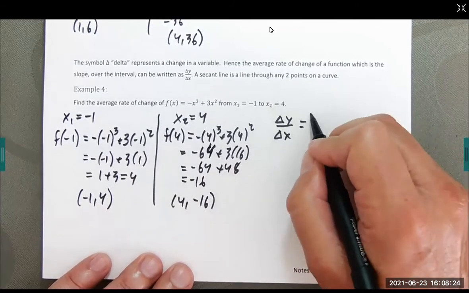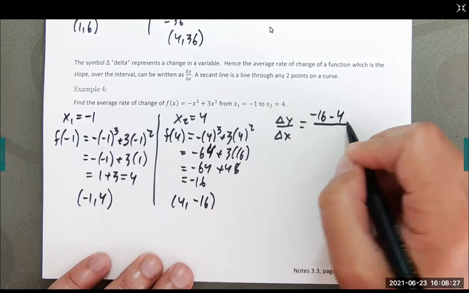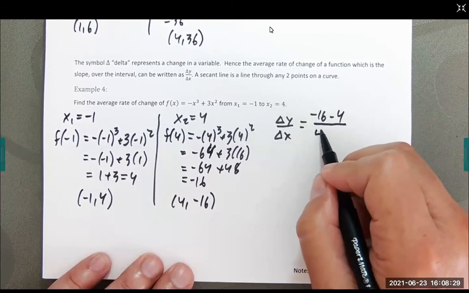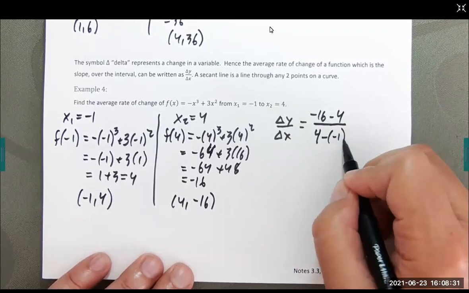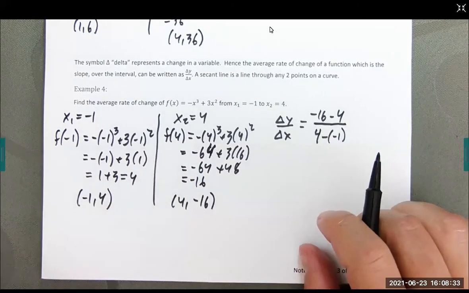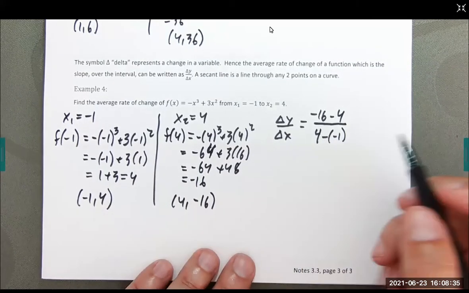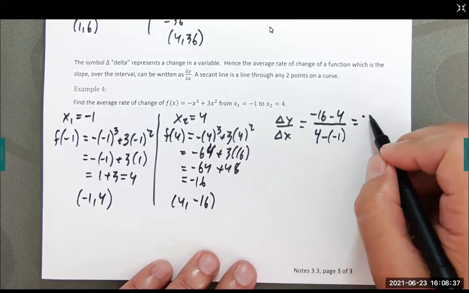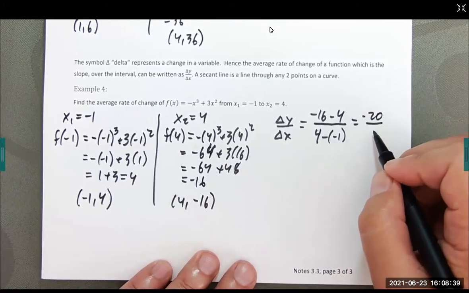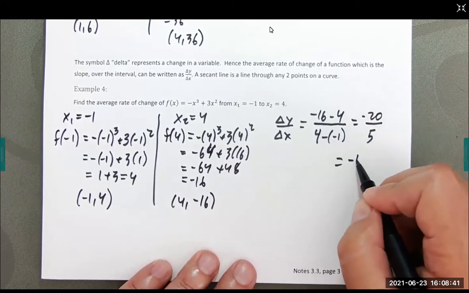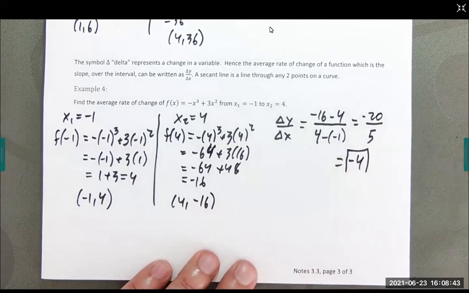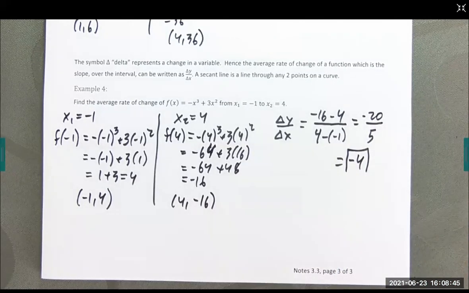So our rate of change, delta y over delta x, is going to be -16 minus 4 over 4 minus -1. Be careful anytime you have a negative in your formula. You got to be careful of that double negative thing going on. This gives me -20 over 5, which is -4. So that is the average rate of change, the secant line between those 2 points. Hopefully not too bad.